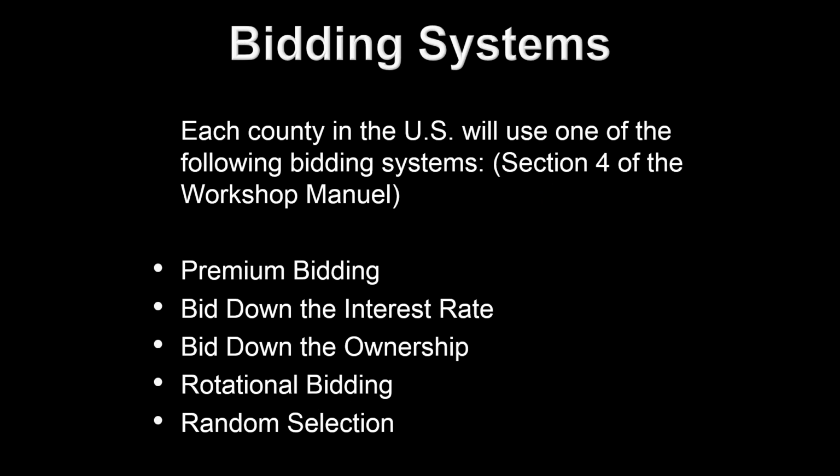So here are the different bidding systems that we talked about in section 4 of the workshop manual: premium bid, bid down the interest rate, bid down the ownership, rotational bidding, and random selection. We're not going to go through each one of these this evening, but it's good to be aware of them. And you can, of course, go to the workshop manual and read about each one of these and how they work.